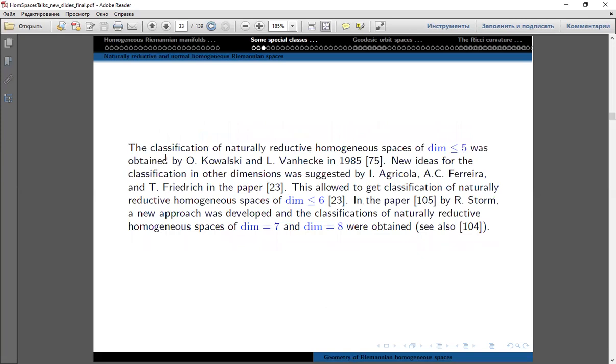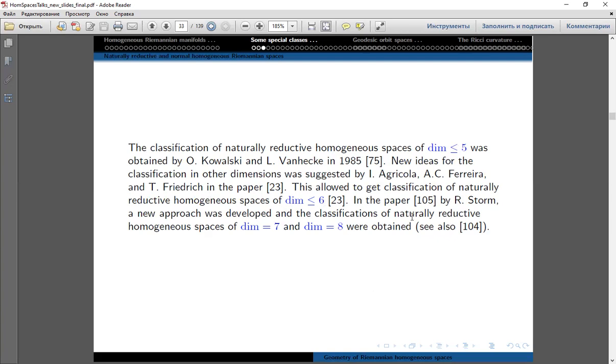Now, the classification of naturally reductive homogeneous spaces of dimension not greater than 5 was obtained by Kowalski and Vanhecke in 1985. And new ideas for this classification in other dimensions were suggested by Agricola, Ferreira, and Friedrich a little later. This allowed getting a classification of naturally reductive homogeneous spaces in dimension 6.